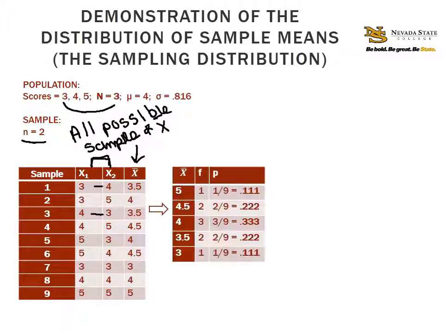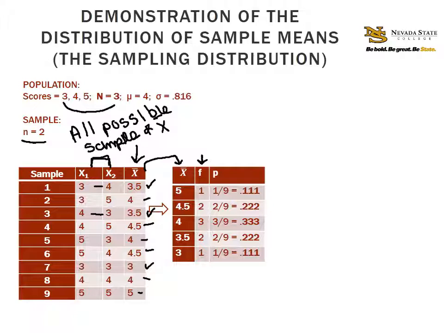So these means can be transformed into a frequency distribution table that you see here. Here are the mean values that we got, and then you'll see how many times those values appeared. So how many 5s do we have? We have 1 5. How many 4.5s? 2 4.5s. How many 4s? 3 4s. Then we have 2 3.5s and 1 3. And that's where those frequencies come from.